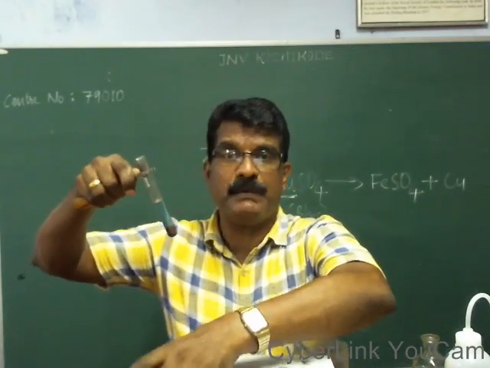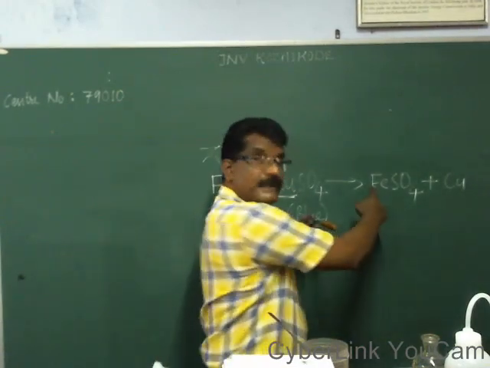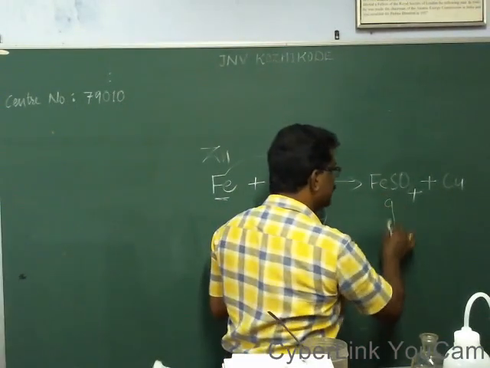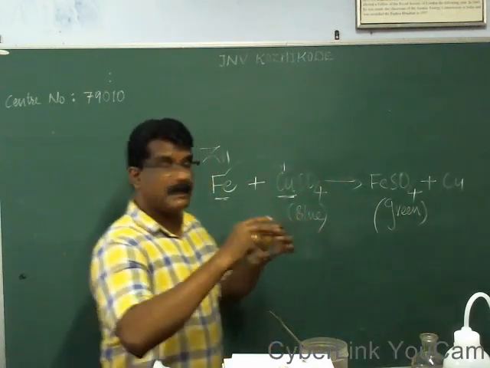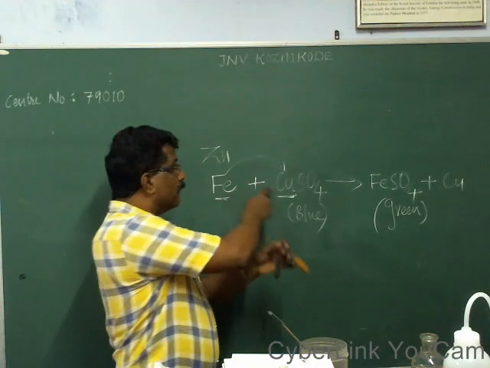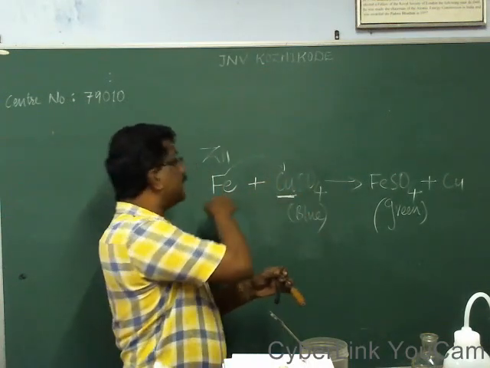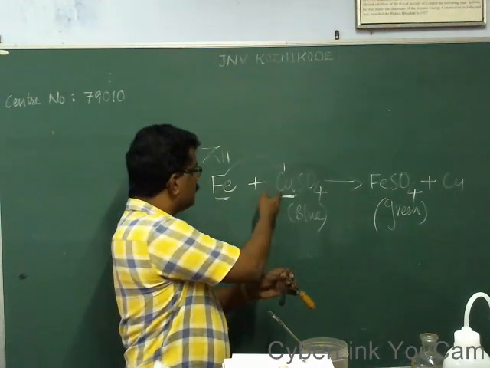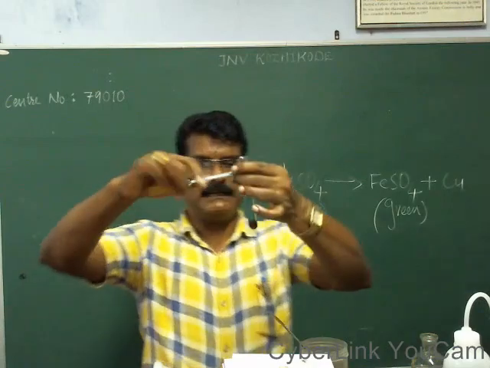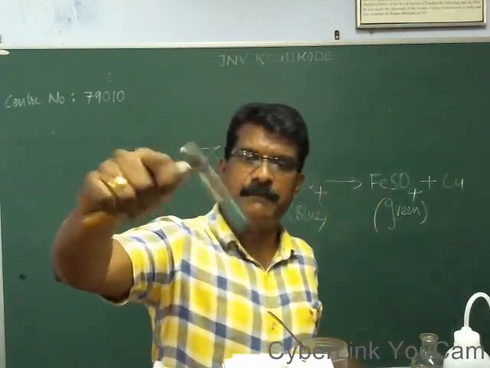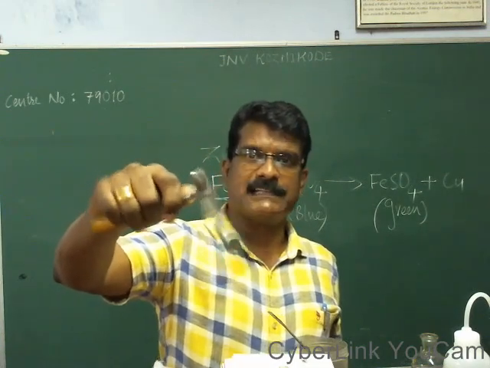Why does the blue become green? Because iron sulfate is forming. Iron sulfate is green in color. Why? Because in copper sulfate, the copper is being replaced by iron, and we are getting iron sulfate. See now, the green color is very prominent. The green color, iron sulfate, you are getting.